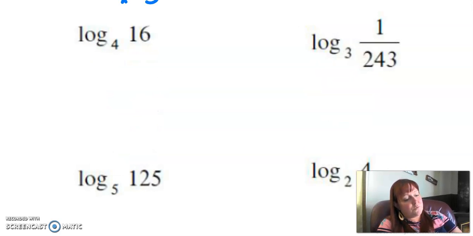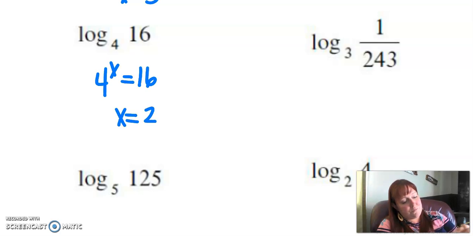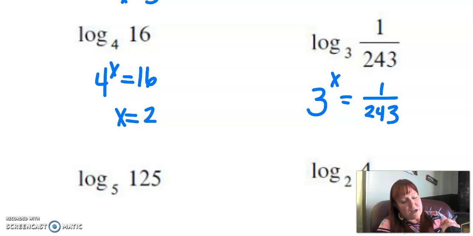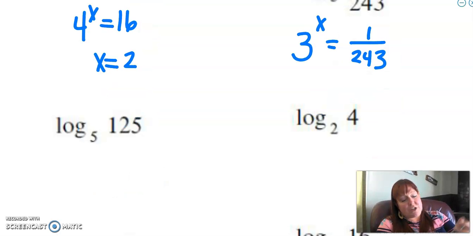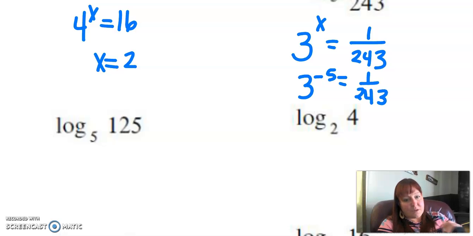Log base 4 of 16. So I have 4 to what power equals 16? Well, that would make x equal 2. This one's a little tricky. What exponent do I need on 3 to get to 1 over 243? Now remember, if you have a fraction, then it's probably going to be a negative exponent, because negative exponents give us fractions. So 3 to what power gives us 243? Well, that would be 5. So 3 to the negative 5th would give us 1 over 243. So in this case, x equals negative 5. That would be the answer to that log.